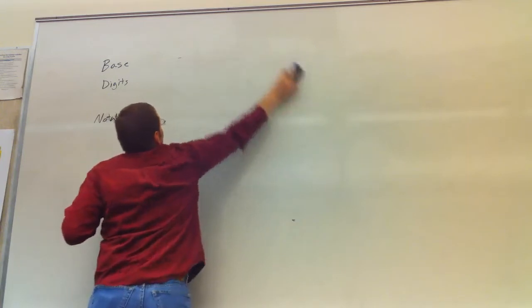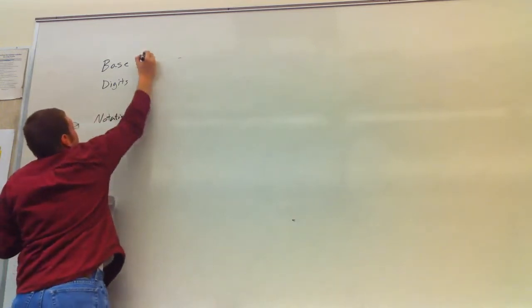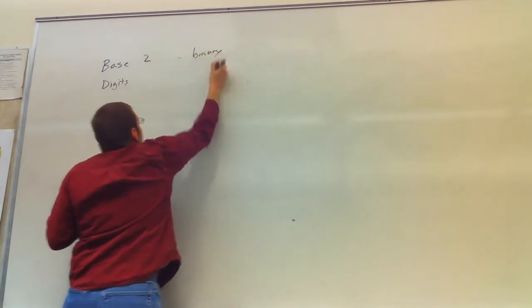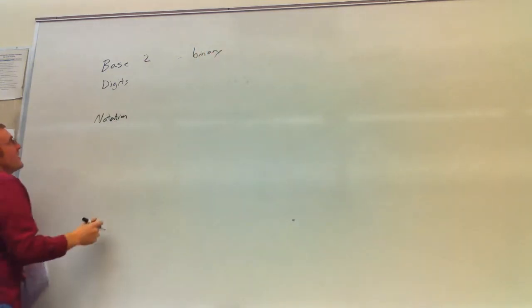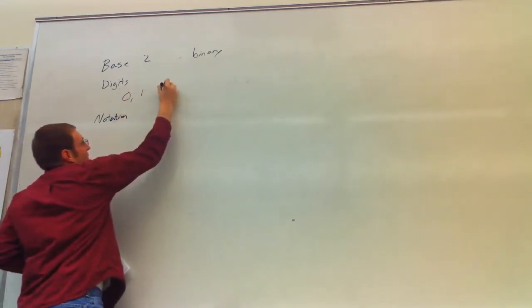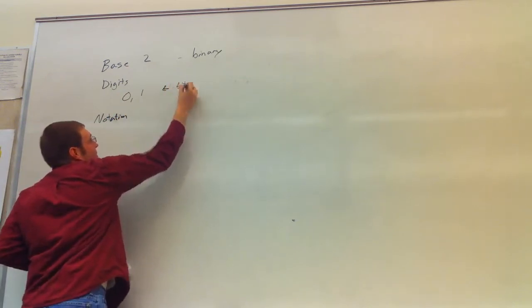We'll go to base 2, binary, right? We have 2 digits, 0 and 1. These are known as bits. So 0 is a bit, 1 is a bit.